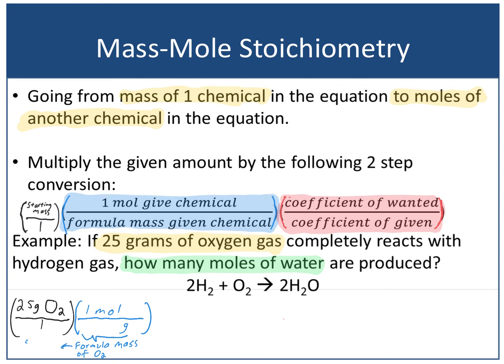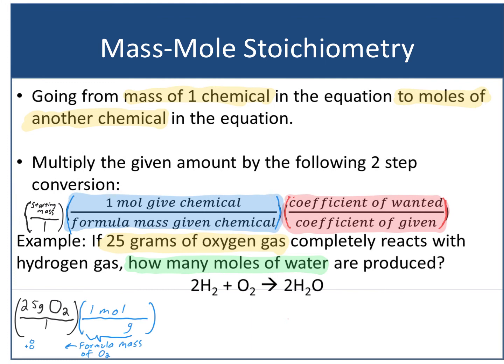Formula mass of O2 is oxygen plus oxygen. All right, I can find these masses on a periodic table. On my table, each oxygen is equal to 16.00. So I get 32.00 grams as the formula mass of oxygen. And that cancels out my unit of grams. I now have a unit of moles of oxygen.